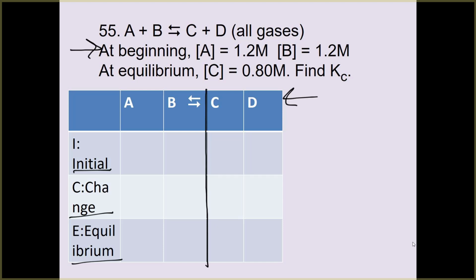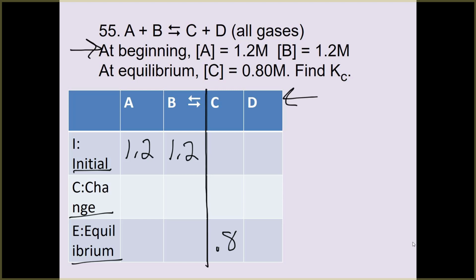And then let's fill in what we know. So it says at the beginning, the concentration of A is 1.2 and the concentration of B is 1.2. Then it says at equilibrium, C is 0.8. So we have to put it down here at the equilibrium line, 0.8. And now it says find our equilibrium constant, our K.